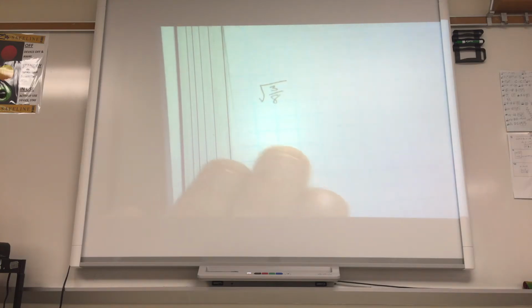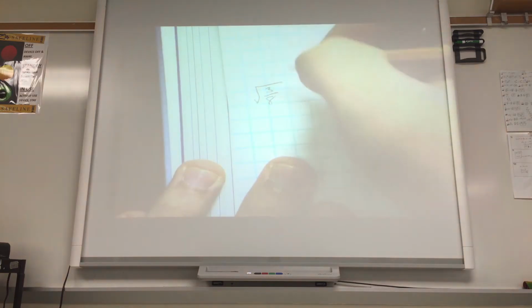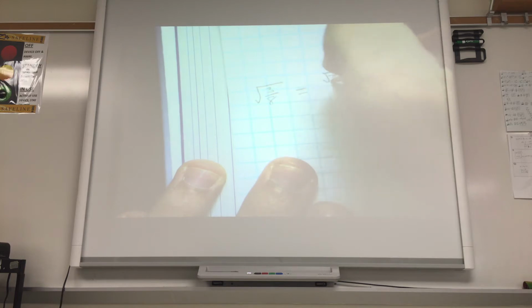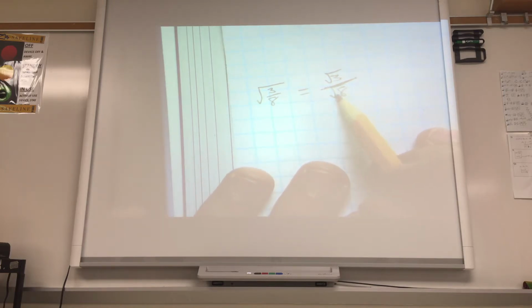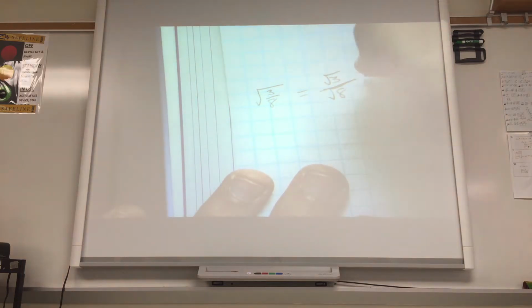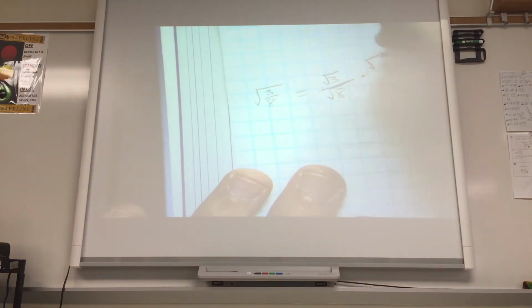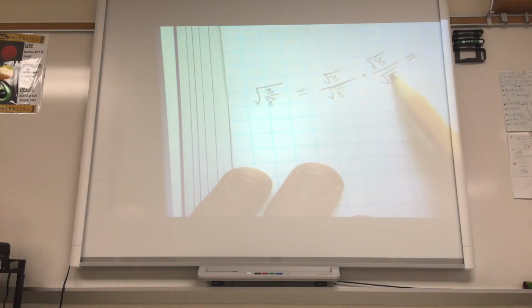Now here's the deal. You can take something like the square root of 3 divided by 8 and write it like this. That's the square root of 3 divided by the square root of 8. Now the problem is you have a square root in the denominator, so you need to get rid of it. There is no perfect square root of 8, so what I'm going to do is multiply by the square root of 8 over the square root of 8. And in doing so, remember I'm multiplying by 1. That's the trick, because I'm not changing the value.